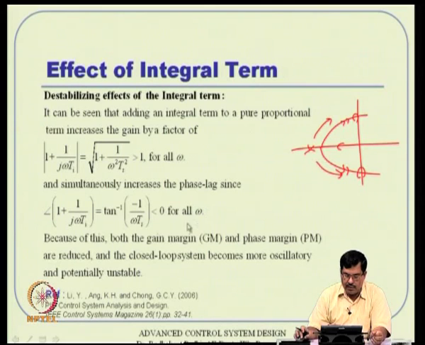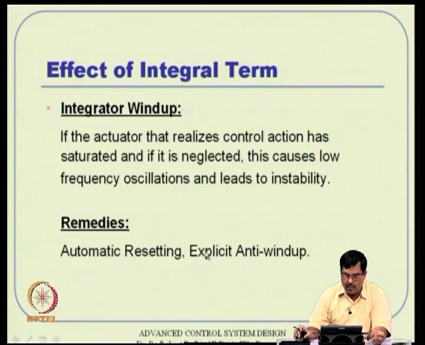So, that means what happens? It essentially leads us to the reduction of gain margin and phase margin both. That means you are essentially compromising on robustness characteristics a bit. So, you have to be slightly careful about that.